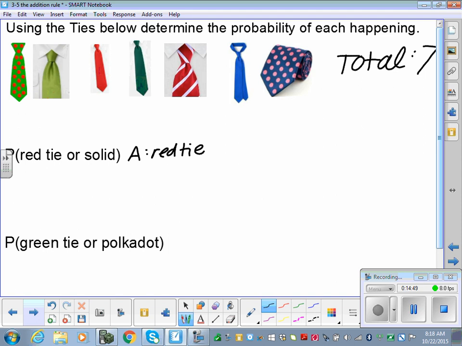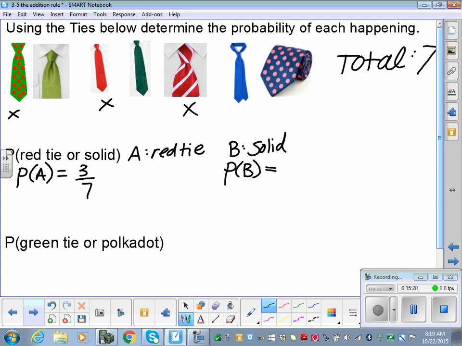Now let's find the probability of event A. What is the probability we're going to have a red tie? If it has red on it, it gets to go. 1, 2, 3. 3 out of 7. Questions up to there? Okay, now I'm going to do event B. Event B, if you read it, is a solid tie. So now let's find the probability of it. How many solid ties? 1, 2, 3, 4. So 4 out of 7.